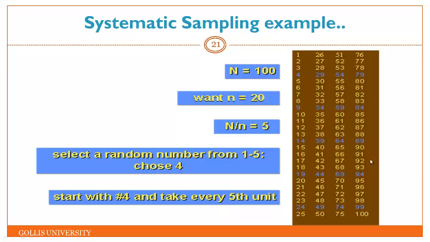Then I will take the unit that falls in the fifth place. So if you look at the ones we have highlighted here in blue color, those will be my sample study participants. Those will be taking part in my study. And the total number is exactly 20, which is the sample size I want. So all in all, in systematic sampling, you need that skip interval, and you use that skip interval to actually select your sample.